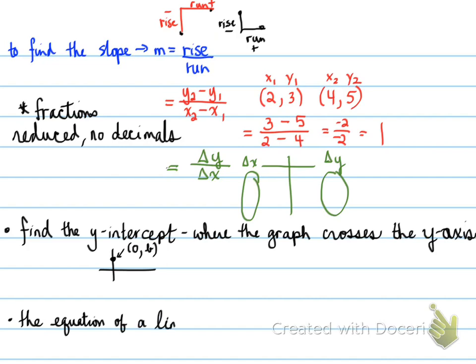Finally, we need an equation of a line to represent this particular linear relation. So we always use the formula y equals mx plus b, where m stands for the slope and b stands for the y-intercept, and y and x are just the variables that are always found in the equation. All right, folks? Well, this is just a recap of everything we've learned in this chapter.